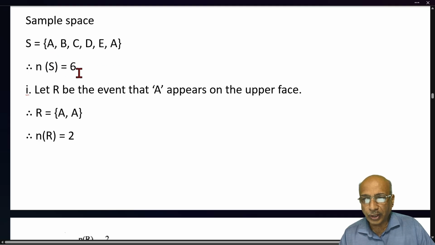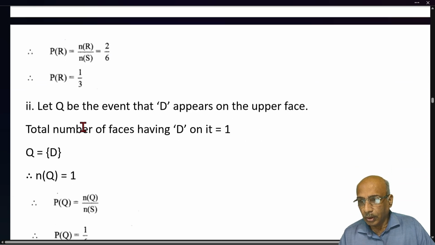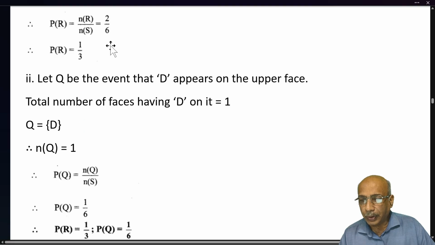So n of S equals 6. Let R be the event that A appears on the upper face. So R event will be such that A can appear twice, 1 and 2. So n of R equals 2. Therefore, probability of R will be 2 by 6 equals 1 by 3.